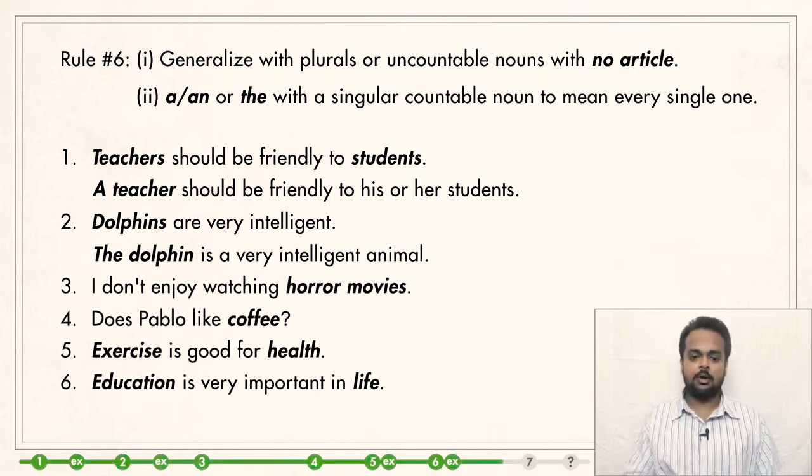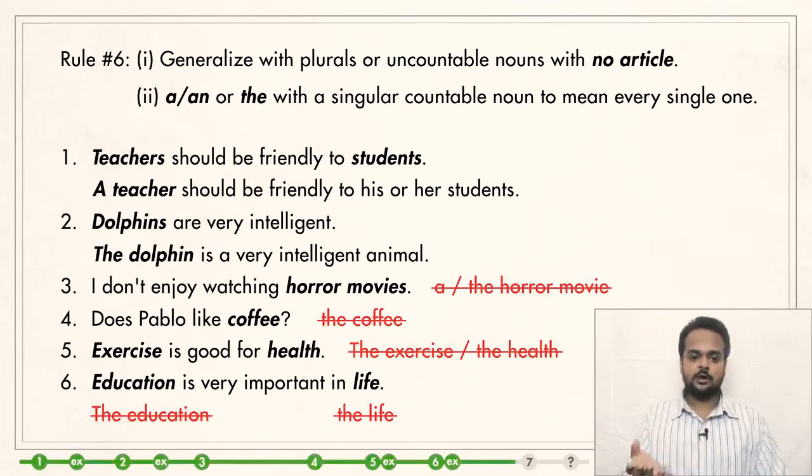Here's one more example. The dolphin is a very intelligent animal. Again, same meaning as saying dolphins, but here we mean every dolphin. So remember that this form, generalizing with a, an, or the, can only be used with singular countable nouns and when we mean every single one. So I cannot say, I don't enjoy watching a horror movie or the horror movie. Here only the plural form is possible. It's the same thing with all the other sentences.